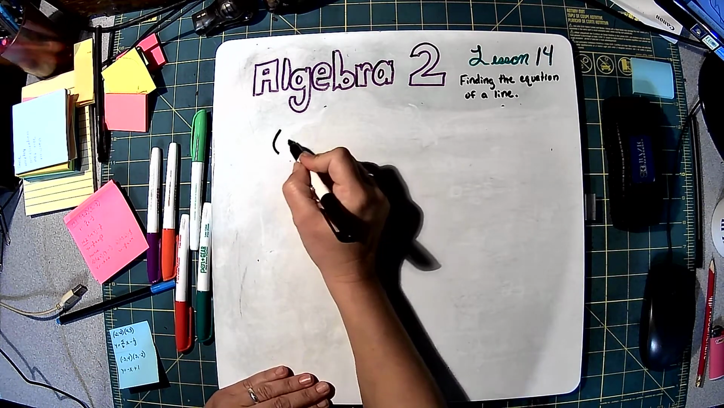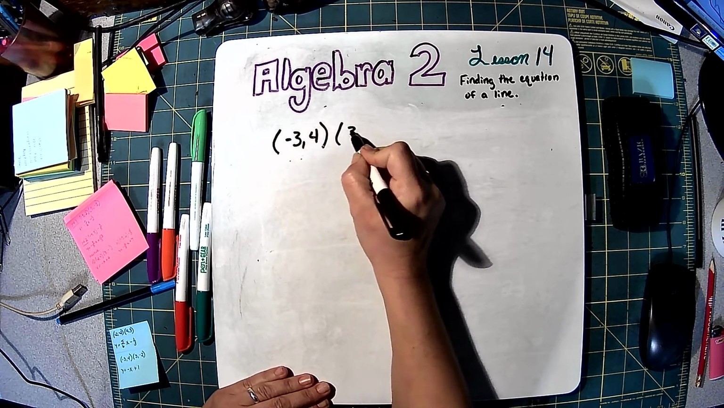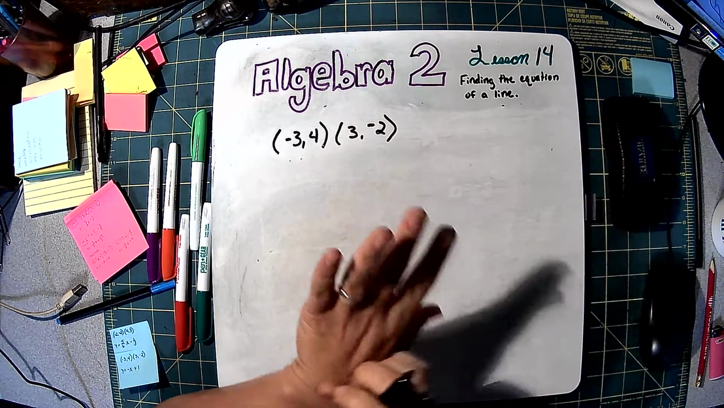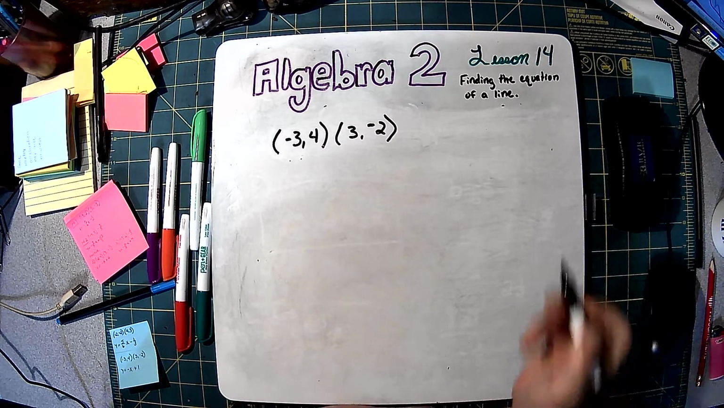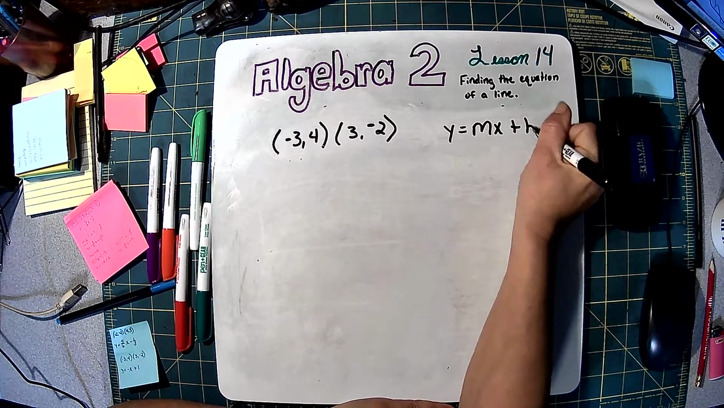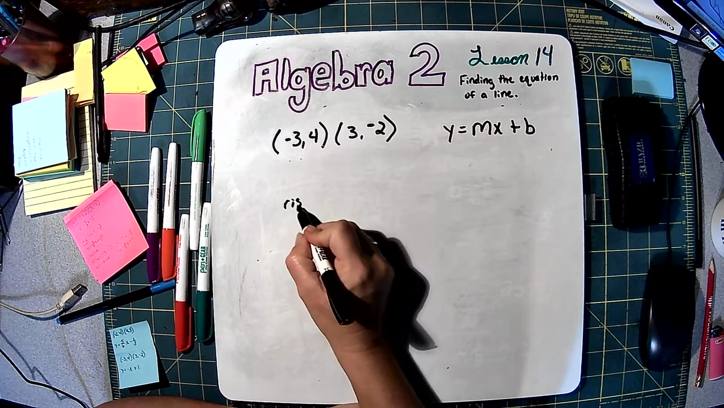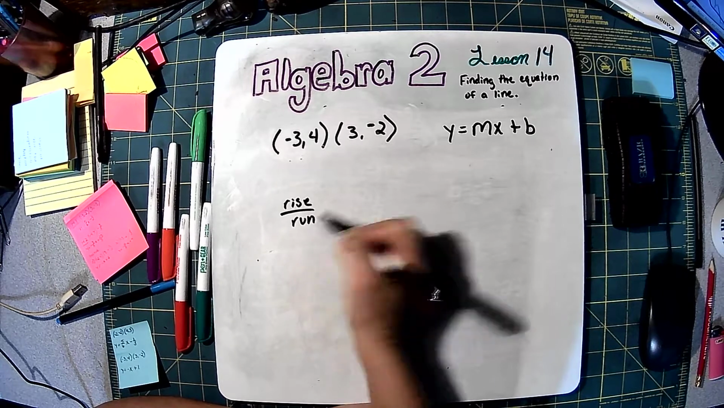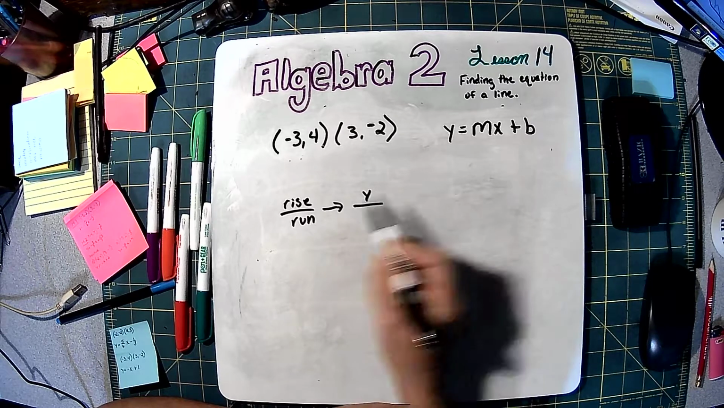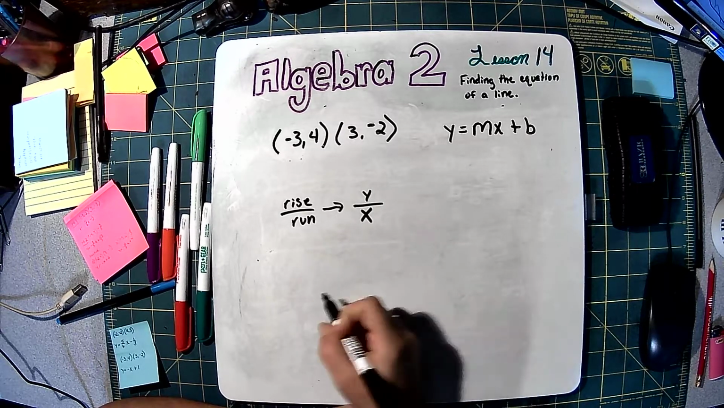This one we get the points (-3, 4) and (3, -2). So on this one, I'm not going to plot the line. I'm going to see if I can figure out the slope without plotting the line. So first thing I'm going to look for is my slope. And my slope is going to be rise over run. And that's my change in y. My rise up and down is y over my change in x. x is my run. That's how much is going back and forth.